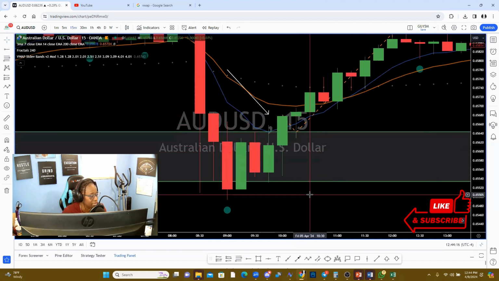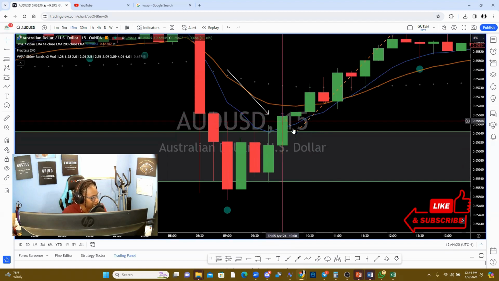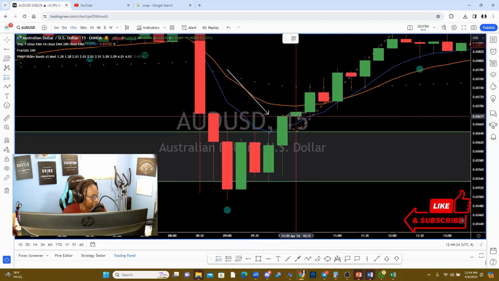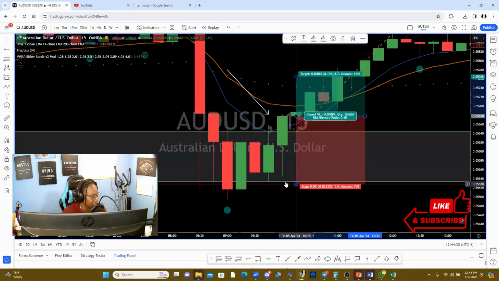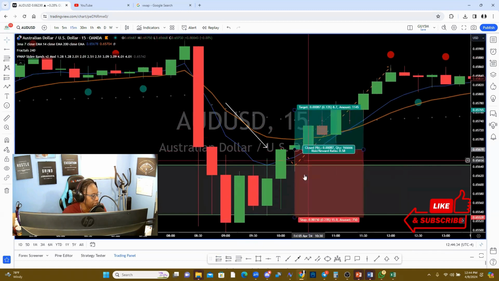Would I take my entry there? Absolutely not. What I would do after price has tapped in is wait for either a candle close or for the price to push back above the moving average after tapping back in, and then that would be my area of entry, right? I like to put my stops below the zone.